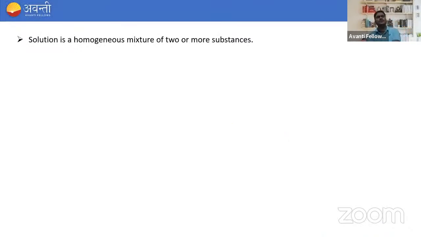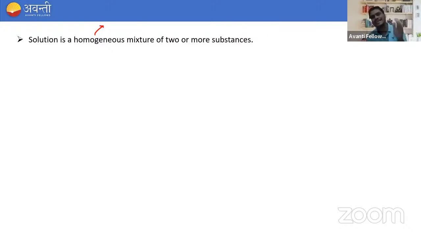First of all, what do you mean by the term solution? If someone asks, what is a solution, then what do you mean by this term, beta? Basically, a solution is nothing but a homogeneous mixture of two or more substances. This point is very important, that a solution is a homogeneous mixture of two or more substances.